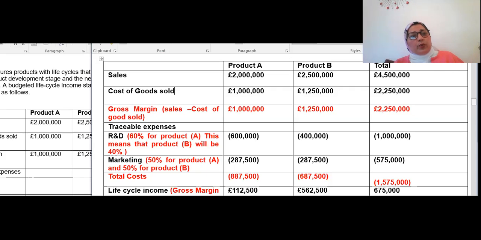So they don't have a clue what the product is, so they spend more money on research and development. That means they don't know about the product. So we take this information, we interpret this information as product A might be a new product and product B might be an existing product. Hang on for a second. If we assume that product A is a new product and product B is an existing product, how on earth does the company invest 50-50 in marketing?